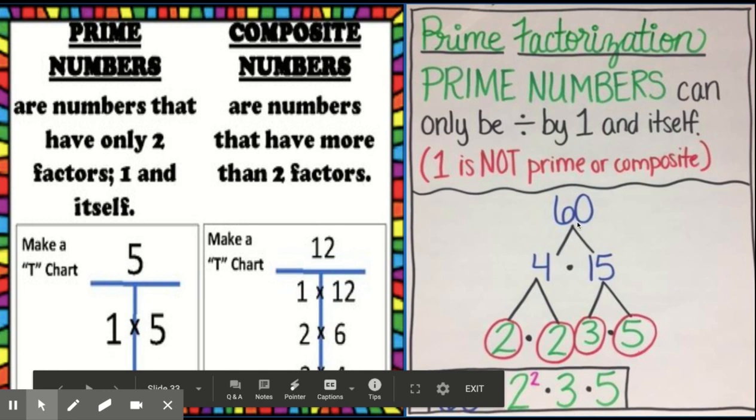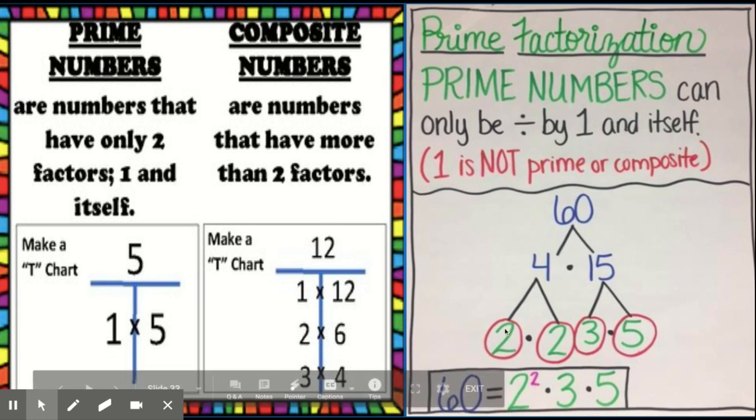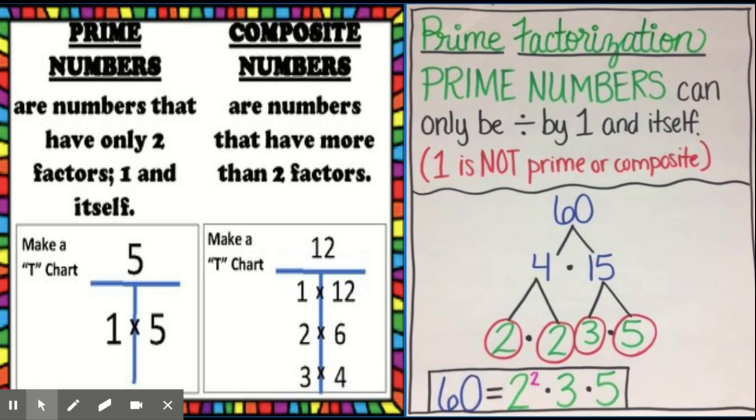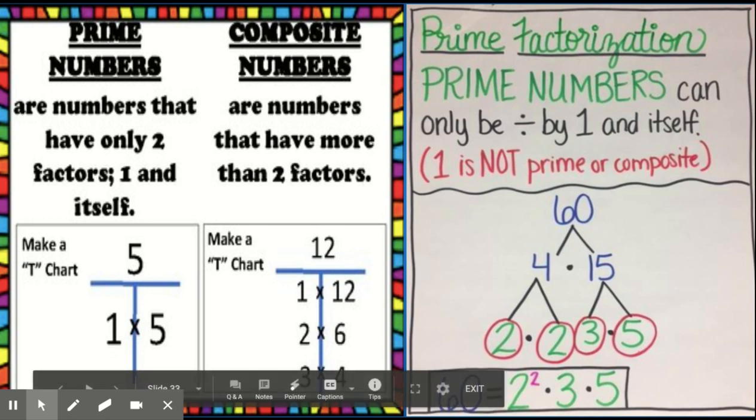So no matter how you decide to tackle this, you will get the same answer when you're done, which is really awesome. And if you look at the bottom, it says 60 equals 2 squared times 3 times 5. So you have two 2s, then times 3, then times 5. If you were to work this out, 2 squared is 2 times itself, which is 4, times 3, which is 12, and then times 5, which is 60. That's another way to get to 60.